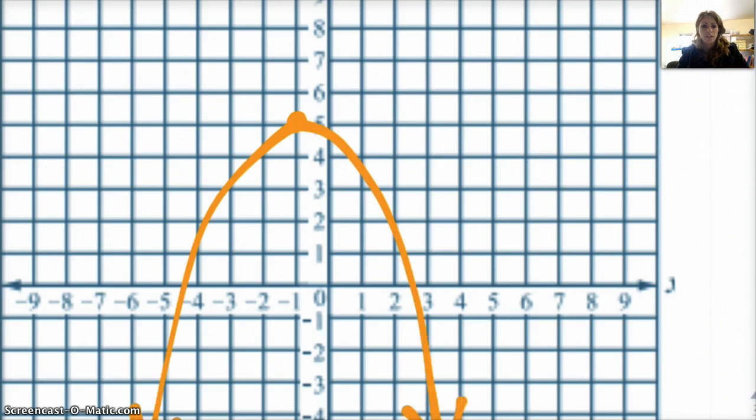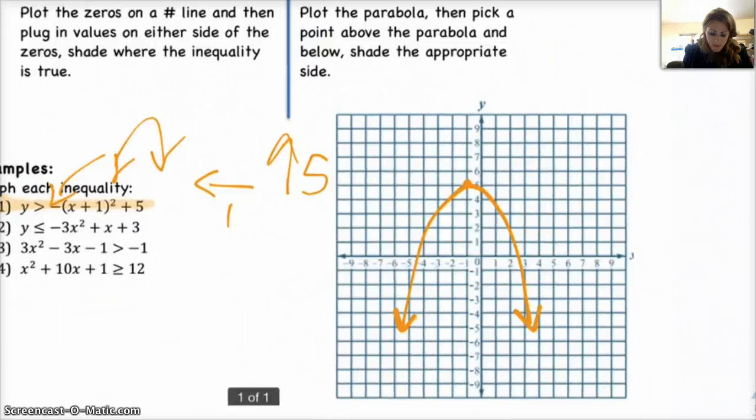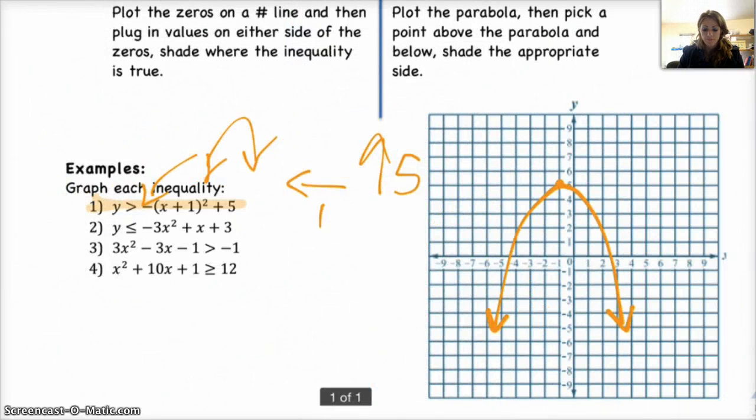I'm going to make this a little thicker. Okay, that's my vertex, and I know that it's facing down. So it looks something like that, right? And the problem says y is greater than this parabola. So where is the area that's larger than the parabola? Well, it's everything above it, right? So you would just shade everything above the parabola as your solution.